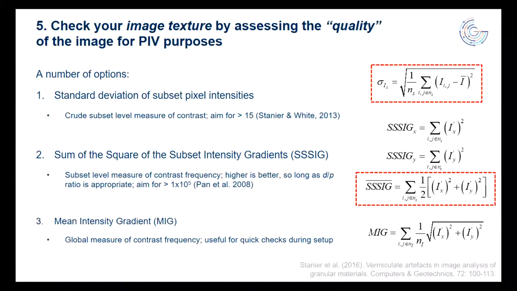Now, you don't need to calculate these yourselves. If you're using GeoPIV-RG, then these are actually calculated in the mesh output file. They're the last columns in the output data. And so you can plot those values across the population of subsets in order to check that you're somewhere near these criteria.